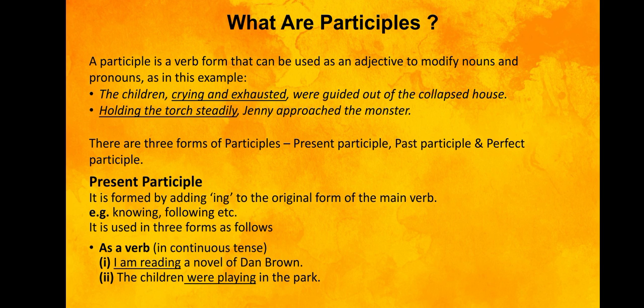So here there are three forms where the present participle can be seen. First, it functions as a verb, that means in a continuous tense. I am reading a novel. The children were playing in the park. So in these sentences, they are in the form of present and past continuous. So the ing form of verbs is used in a continuous form. So this we can tell as present participle.